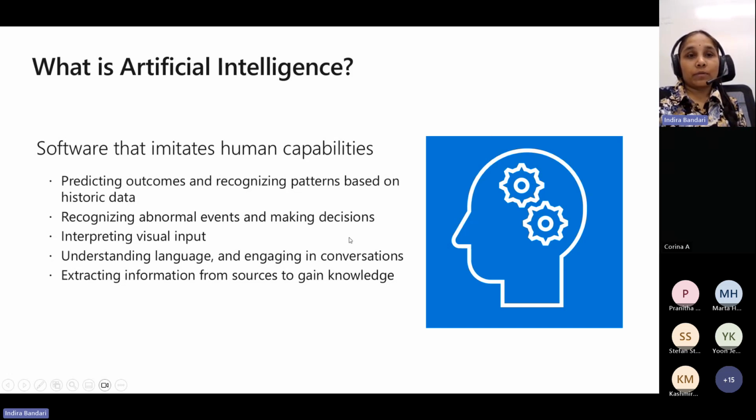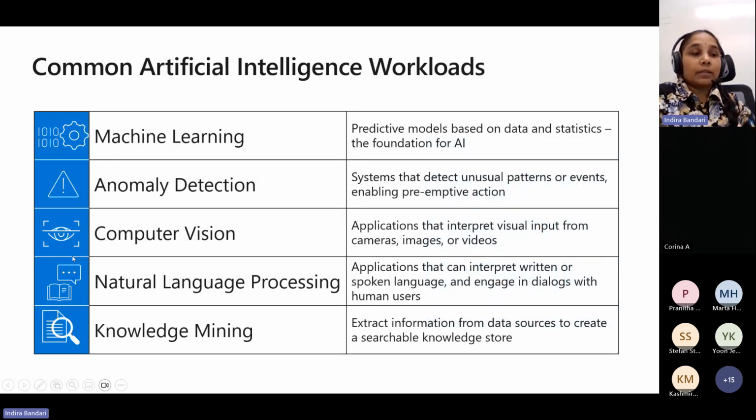So that's the software that imitates. Artificial intelligence is nothing but software that imitates human capability. Now, the next one is, what are the common artificial intelligence workloads? 25 to 30% of the questions will be from these. So what are the common AI workloads? These are the common ones: machine learning, anomaly detection, computer vision, natural language processing, knowledge mining.